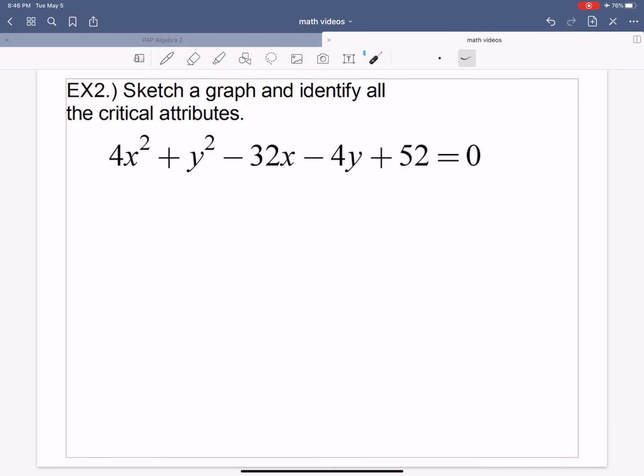So let's move on to example 2. It says sketch a graph and identify all the critical attributes. Exact same directions. But, my people, is the formatting correct? No, it's not. Guess what time it is?